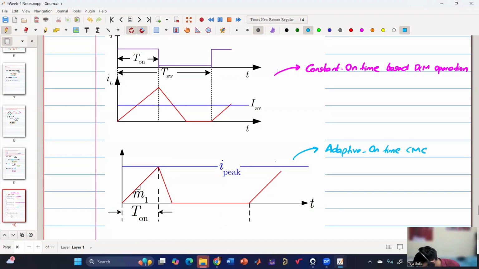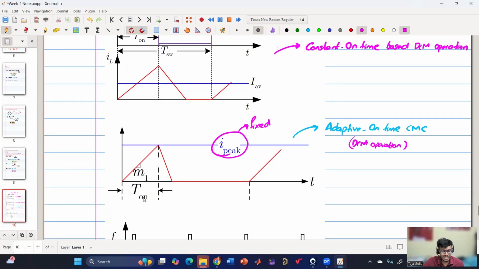On-time current mode control. You can say for DCM operation, DCM operation is also go. So why adaptive on-time? Basically here we are fixing the I peak. So I peak is fixed, and once I peak is fixed, on-time is adjusted accordingly.